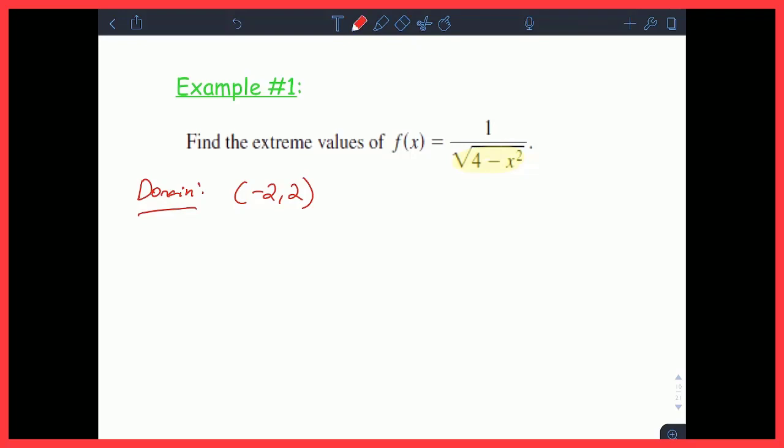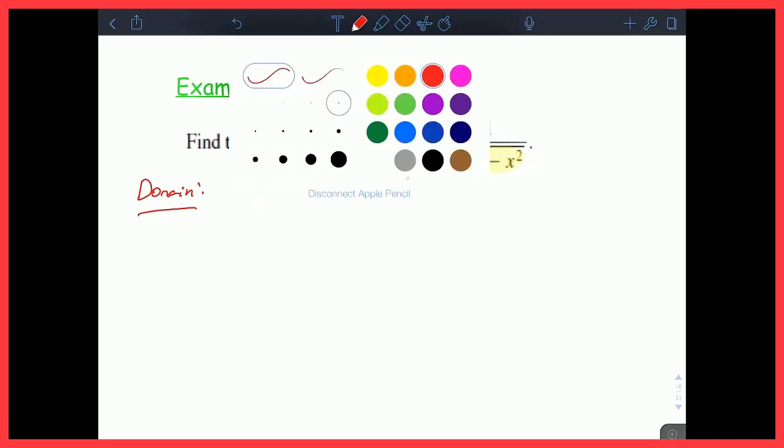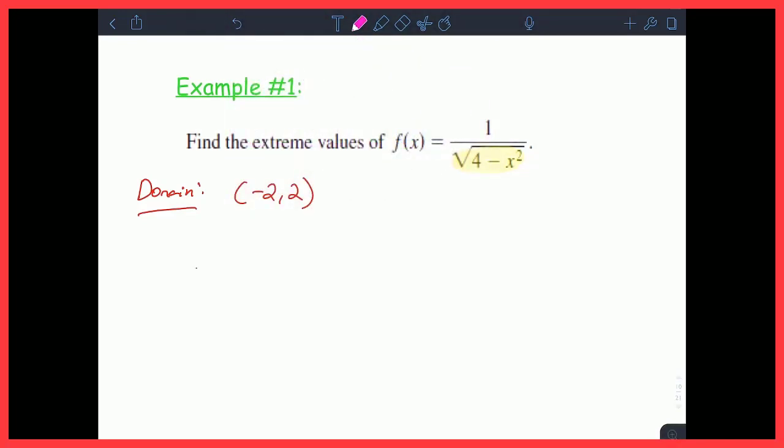So the understood domain of this function is negative 2 to 2. Keeping that in mind, we ask ourselves a couple of questions. First of all, what values would make f prime of x 0, and what values would make f prime of x not exist? These are known as your critical points. Well, in order to populate that list, we need to first find the derivative.